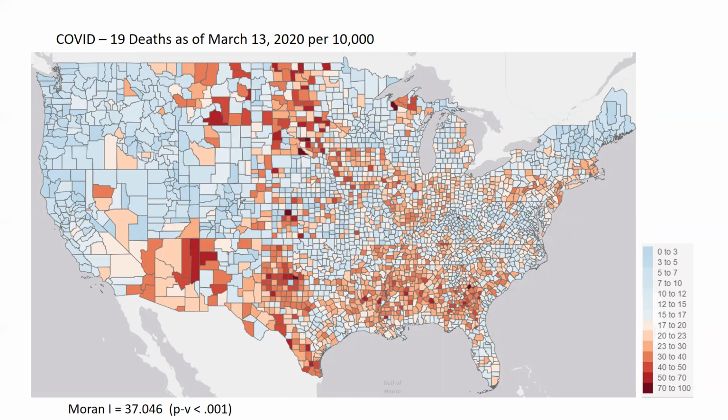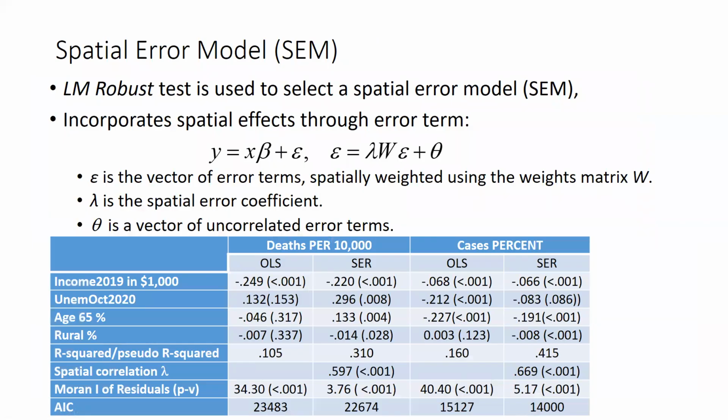Now just examine this map. We can see that those dark colors are clustering together. Those dark colors here are those counties with higher death count per 10,000 population. And those light colors are for those counties with lower death count per 10,000 population here.